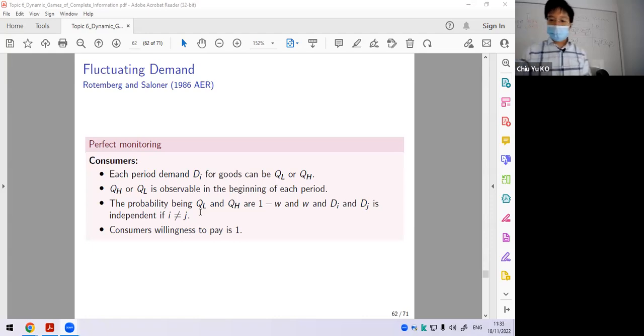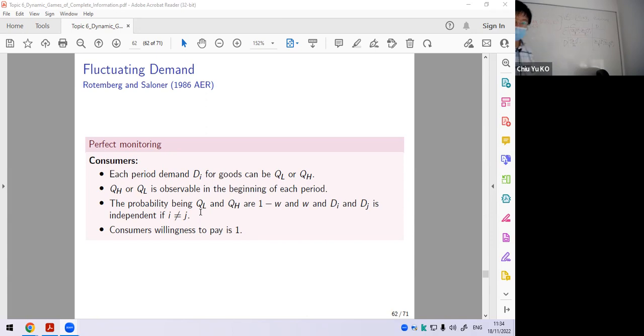And the demand for each good, for the two different firms, is independent. Probably not boom and bust, but more like some people like your good or not. It's like a cycle, like fashion, probably like this. And people are willing to pay $1 for your good.